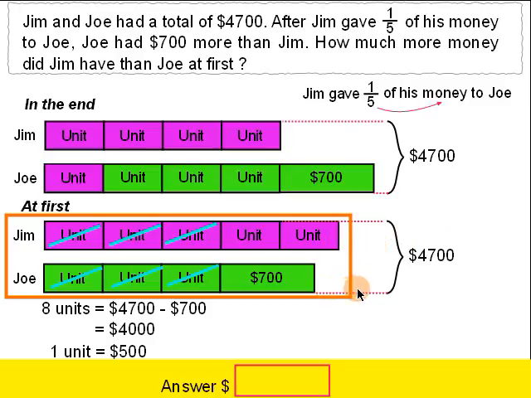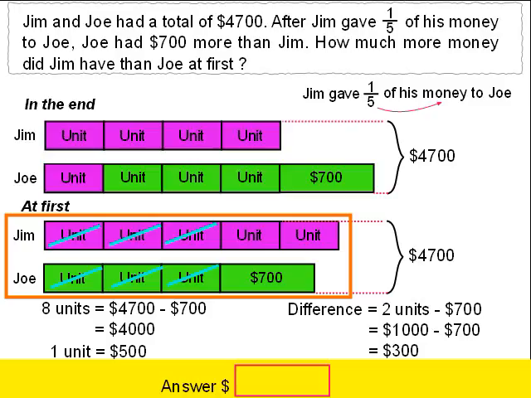So the difference will be 2 units minus $700, which is $1,000 minus $700 because 1 unit is equal to $500. So the difference is $300. Hence, we know that Jim had $300 more than Joe at first.